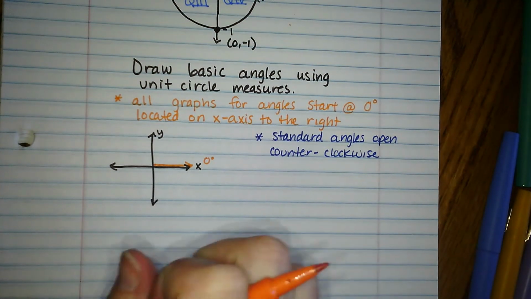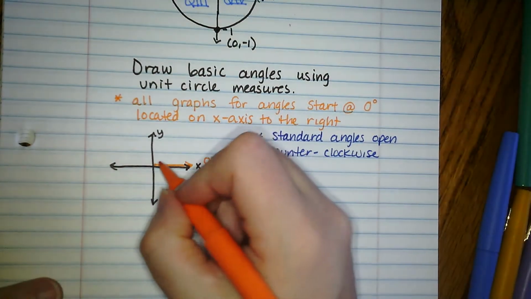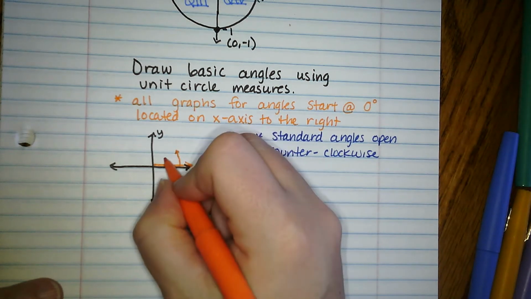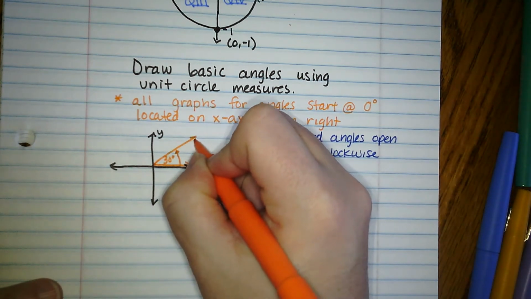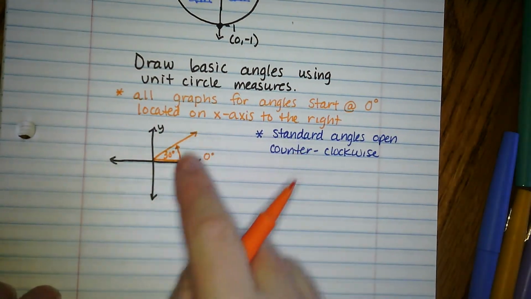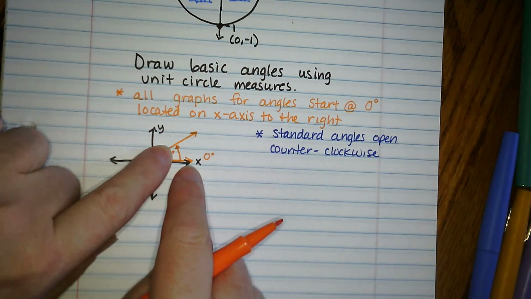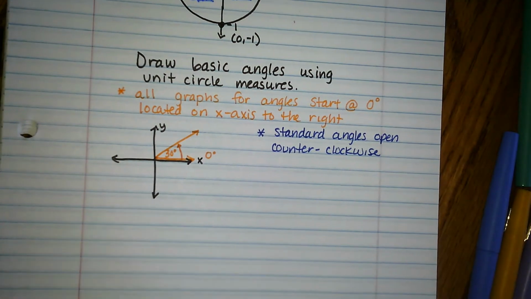So if I'm looking for a 30-degree angle, I would crank it open about 30 degrees, and from the origin, there would be my terminal ray. So initial starts at 0, and this would be 30 degrees, and this is how I would draw a 30-degree angle on a coordinate plane. Okay?